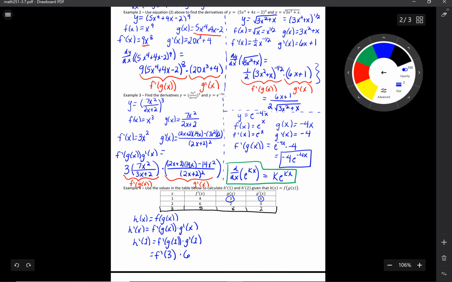Okay, well now I have to look at what f prime of 3 is. f prime of 3 is 5. So this is 5 times 6, which is 30.